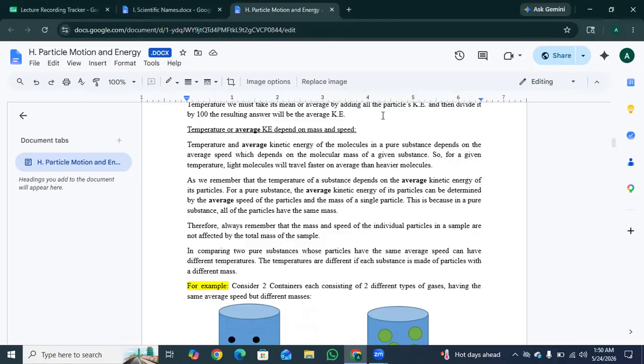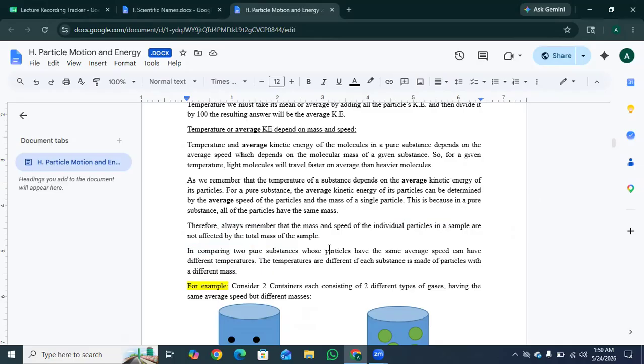Light versus heavy molecules: at the exact same temperature, lighter molecules will travel faster on average than heavier molecules, because heavy particles need more effort to move. They move slower to keep the same energy level as a fast light particle. Remember that the temperature of a substance depends on the average kinetic energy of its particles. For a pure substance, the average kinetic energy of its particles can be determined by the average speed of the particles and the mass of a single particle. This is because in a pure substance, all of the particles have the same mass.